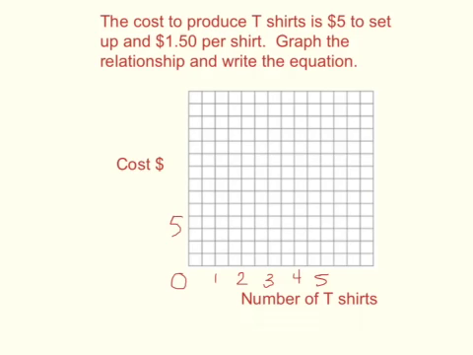And now I'm going to count every other line, so that's 5, is going to be $1.50 more. So 5 plus $1.50 is $6.50. And then $6.50 plus $1.50 is $8, and $8 plus $1.50 is $9.50, and $9.50 plus $1.50 is $11, and finally $1.50 more is $12.50.